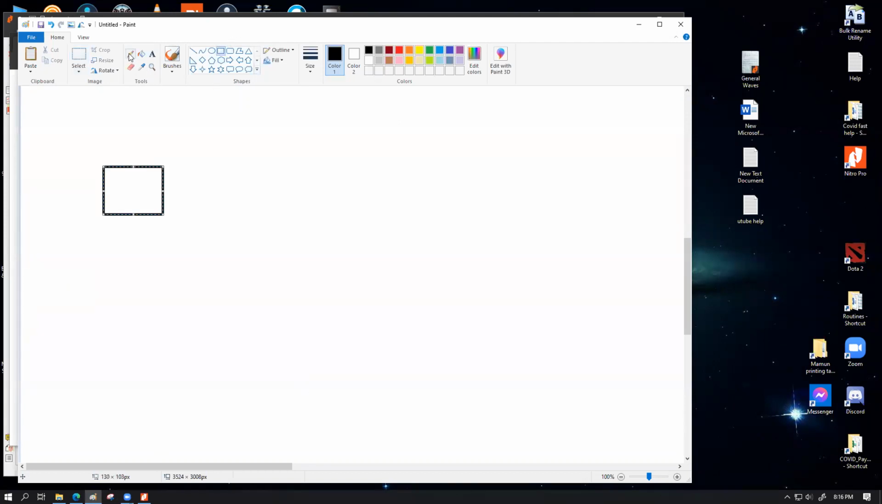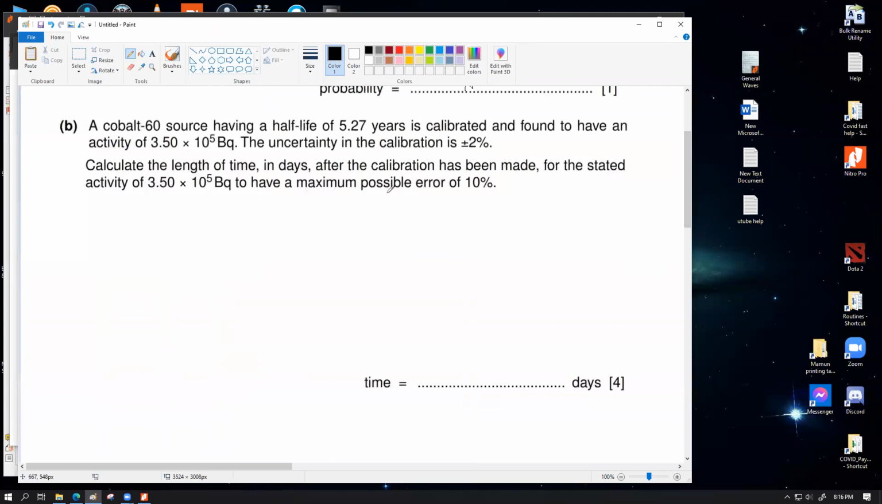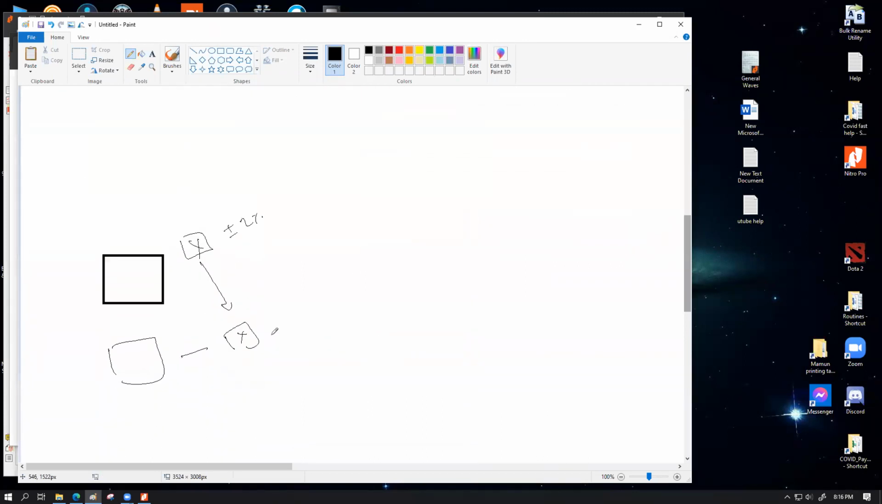Let's say on the first day, we have some number with a plus minus error of 2%. On the second day, we have that same number, this is x. Now this number should go down by a little bit, but I'm not measuring this value, the activity, on the second day anymore.